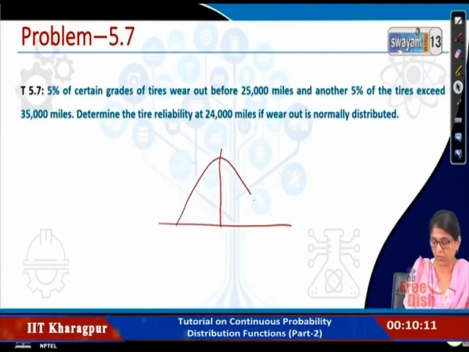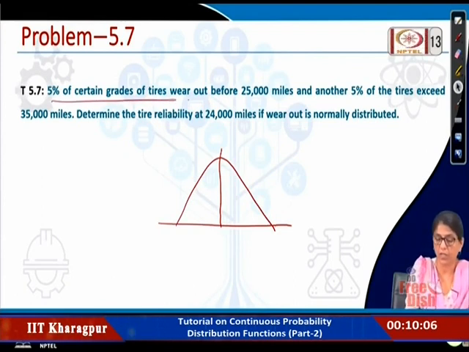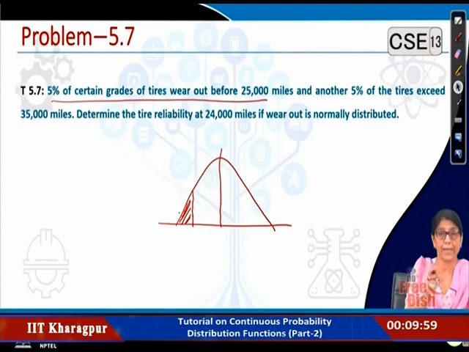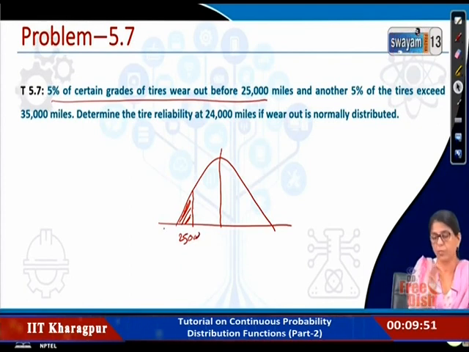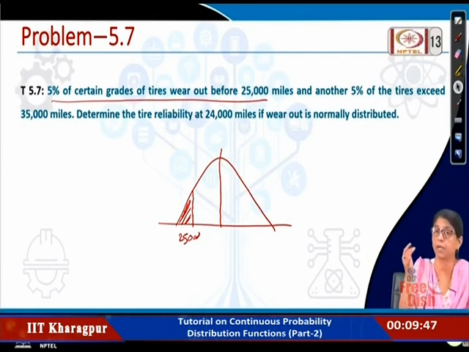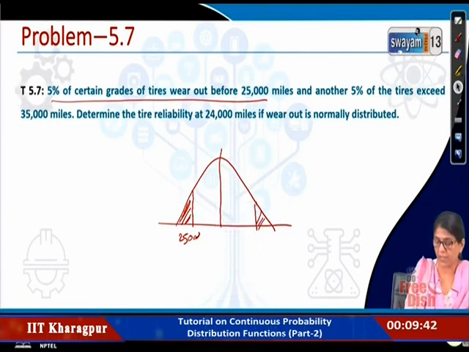So first let me draw the normal distribution. What is given? 5% of the certain tires wear out before 25,000, 5%. So 5% means the probability, that is the area. This corresponds to 25,000 miles. So 5% wear out before 25,000 miles. Another 5% of tires exceed 35,000 miles. Exceed 35,000, so definitely it will be this side. This side it is exceed, this side it is less. So this is 35,000.